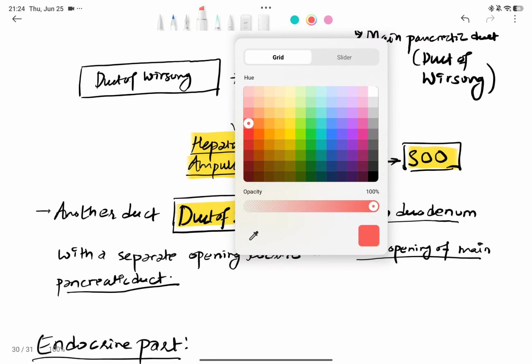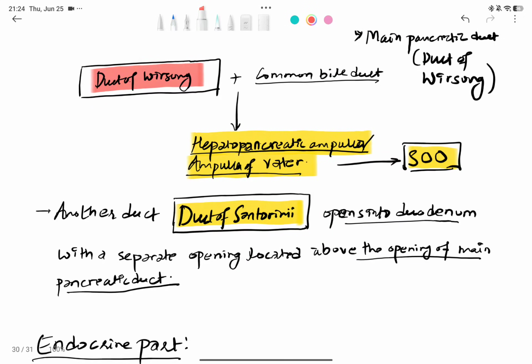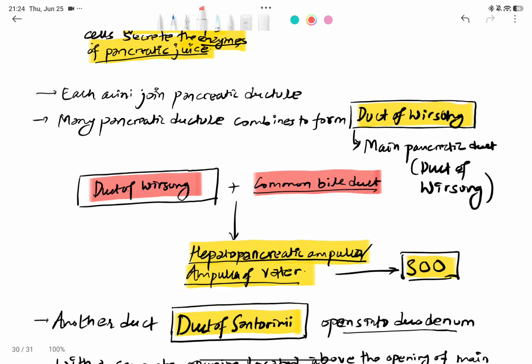Another thing is that the duct of Wirsung joins the common bile duct to form the hepatopancreatic ampulla, and this is the main pancreatic duct.